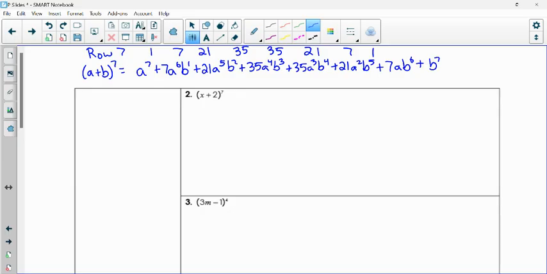So yeah, we're not done yet. This is just the expansion. So now, since we actually have numbers in here, now we actually have to say, all right, the a is equal to x here, and the b is equal to 2. So now we have to put x in for the a's and 2 in for the b's.